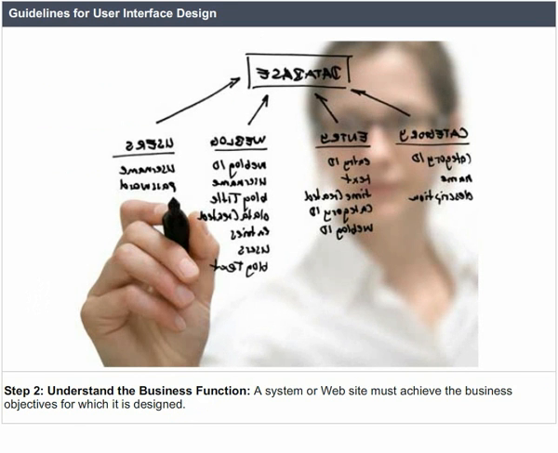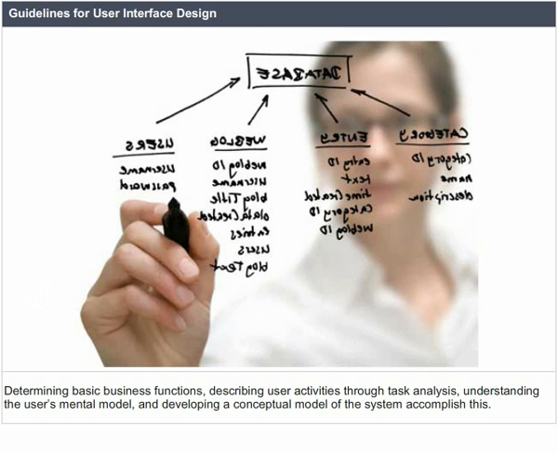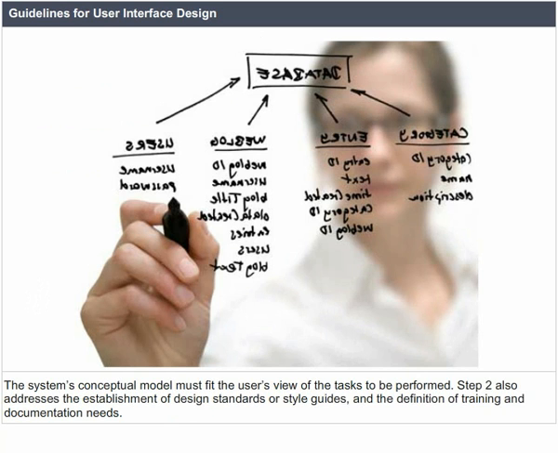Step 2. Understand the business function. A system or website must achieve the business objectives for which it is designed. Determining basic business functions, describing user activities through task analysis, understanding users' mental model, and developing a conceptual model of the system accomplish this. The system's conceptual model must fit the user's view of the tasks to be performed. Step 2 also addresses the establishment of design standards or style guides and the definition of training and documentation needs.